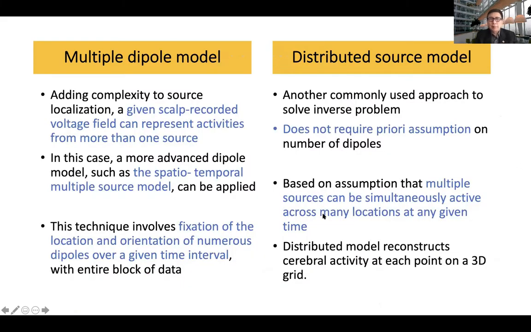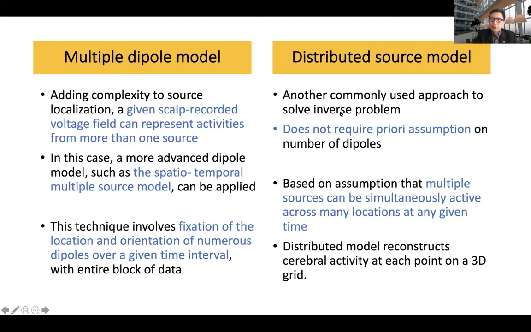So, compare with the multiple dipole model and distributed source model. The multiple dipole model adds complexity to the source localization. A given scalp-recorded voltage field can represent activity from more than one source. In this case, a more advanced dipole model, such as the spatial temporal multiple source model, can be applied. This technique involves the fixation of the location and orientation of the numerous dipoles over the given time interval with the entire block of data.